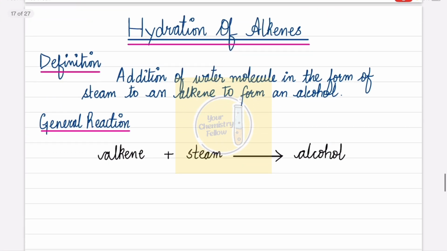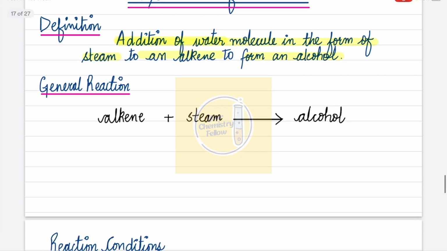Now, next is the hydration of alkenes. Hydration, as the name of the reaction shows, means that water will be added. So, hydration is the addition of a water molecule in the form of steam to an alkene to form an alcohol. What happens in the hydration reaction? Alkenes react with steam to form an alcohol.